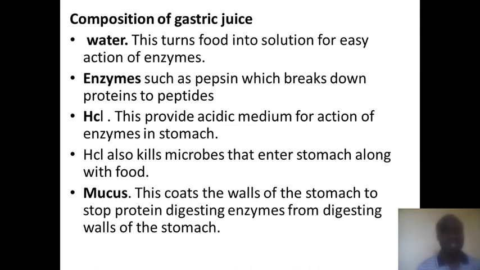There is mucus. This mucus coats or covers the walls of the stomach to stop the protein digesting enzyme, pepsin, from digesting the walls of the stomach. However, if this mucus was not there, these protein digesting enzymes would digest the walls of the stomach and cause what we call gastric ulcers.